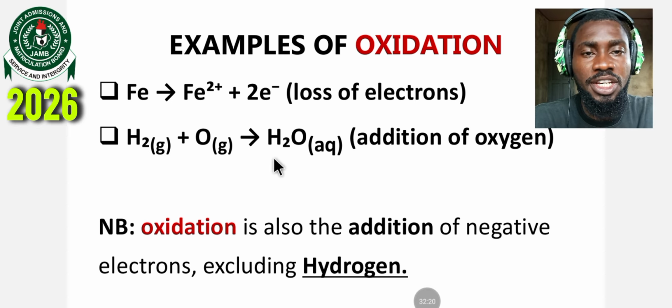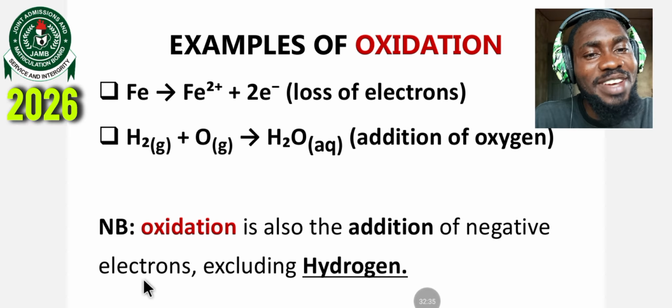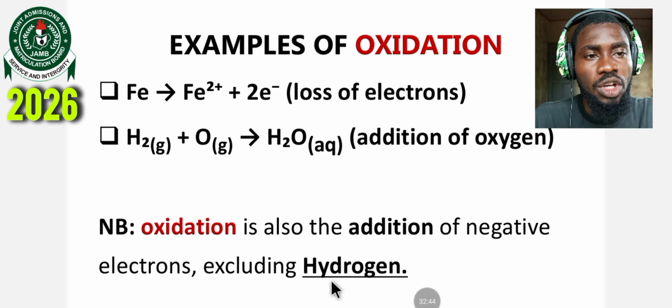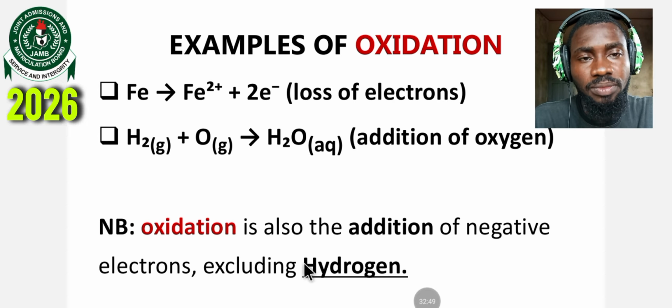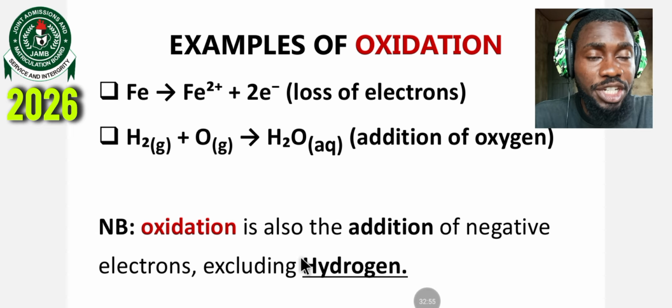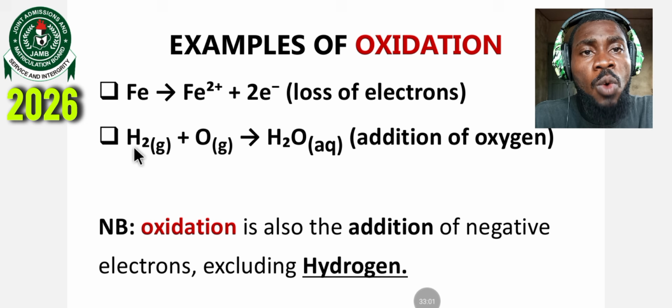Remember, we also have 2 other features of oxidation. Note something very important. Oxidation is also the addition of negative electrons. Remember, hydrogen is a non-metal but is electropositive by nature. So excluding hydrogen, because hydrogen is electropositive in nature, it doesn't comply with this law. So oxidation is also the addition of electronegative substance.